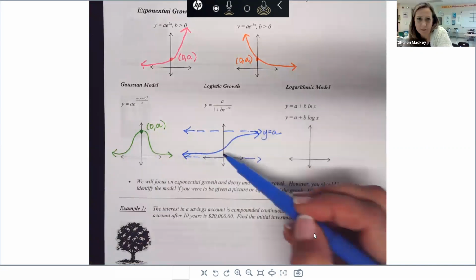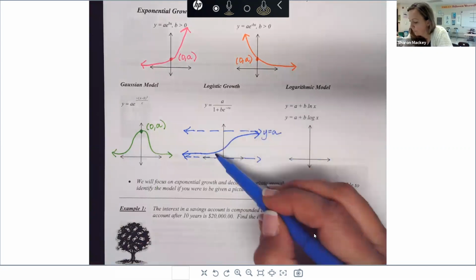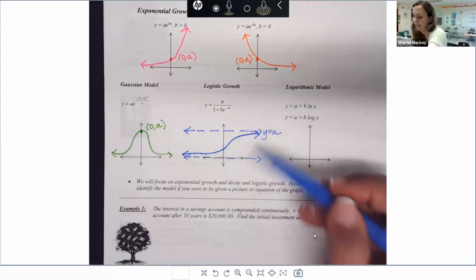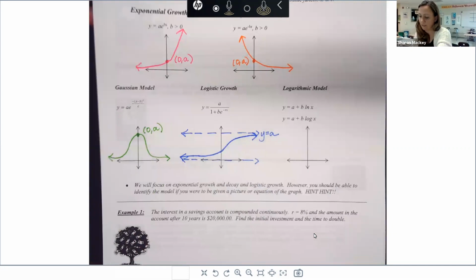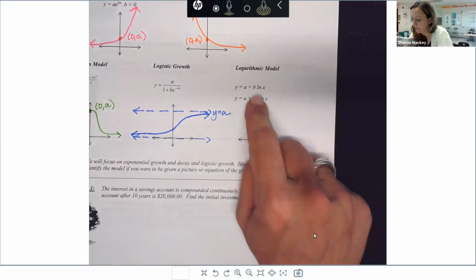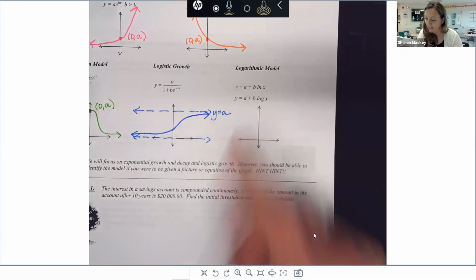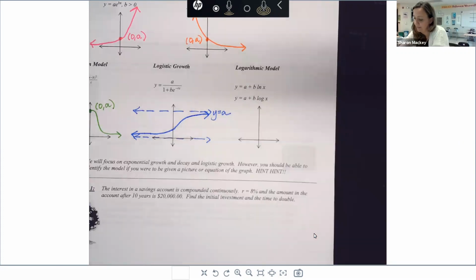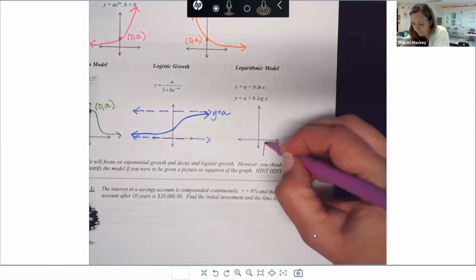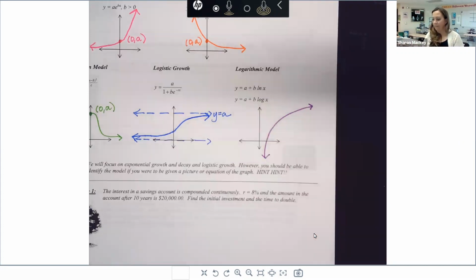This often represents populations, because they'll increase real quickly and then the growth rate starts to taper off a little bit. So I've seen that a lot with population using logistic growth. And of course, we know the logarithmic model is that we can have a plus b times the natural log of x, or a plus b times the common log of x. And we know in those problems that there is a vertical asymptote somewhere, and the domain is bound by that vertical asymptote, and then the range would be all real numbers, okay?